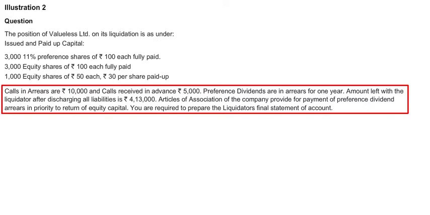The amount left with the liquidator after discharging all liabilities is 4,13,000. The Articles of Association of the company provide for payment of preference dividend arrears in priority to return of equity capital. You are required to prepare the liquidator's final statement of account.